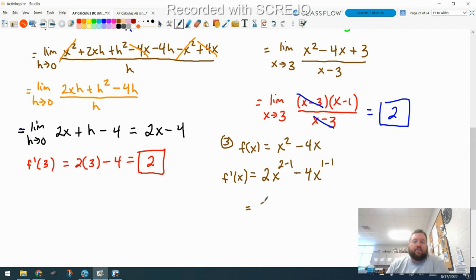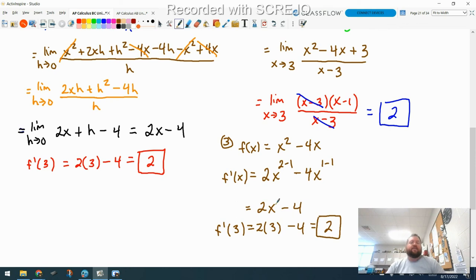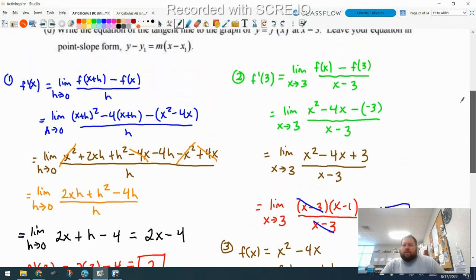All right, so this is just 2x to the first power, and this is just minus 4, because 1 minus 1 is 0, and x to the 0 power is 1. So it's negative 4 times 1, which is negative 4. And that's what we got up here, 2x minus 4. And then you plug in 3, 2 times 3 minus 4, which is equal to 2. And that's, of course, the best way to do it, fastest, most efficient way. And once we have learned all of our derivative rules, that's how we'll do most of the problems in the future.